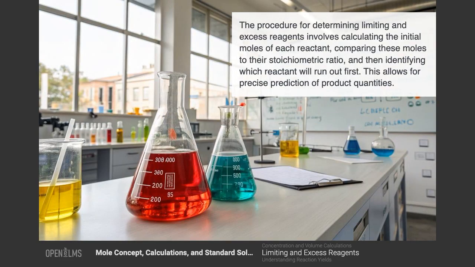The procedure for determining limiting and excess reagents involves calculating the initial moles of each reactant, comparing these moles to their stoichiometric ratio, and then identifying which reactant will run out first. This allows for precise prediction of product quantities.